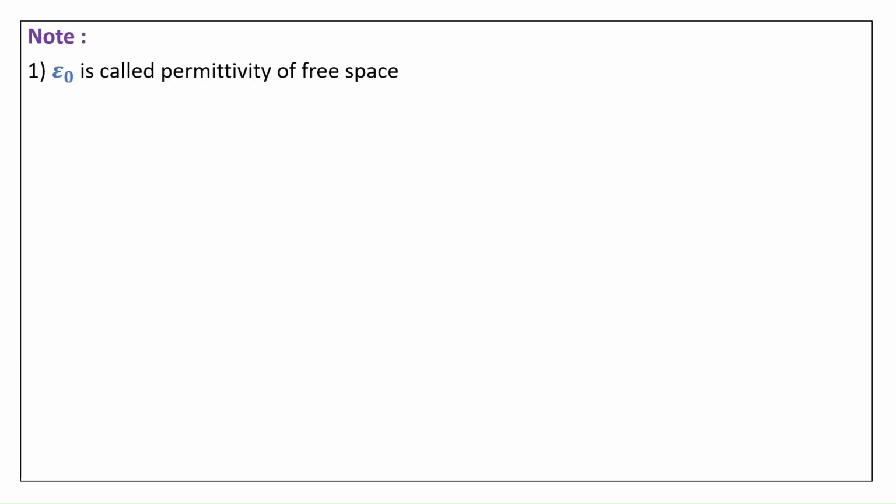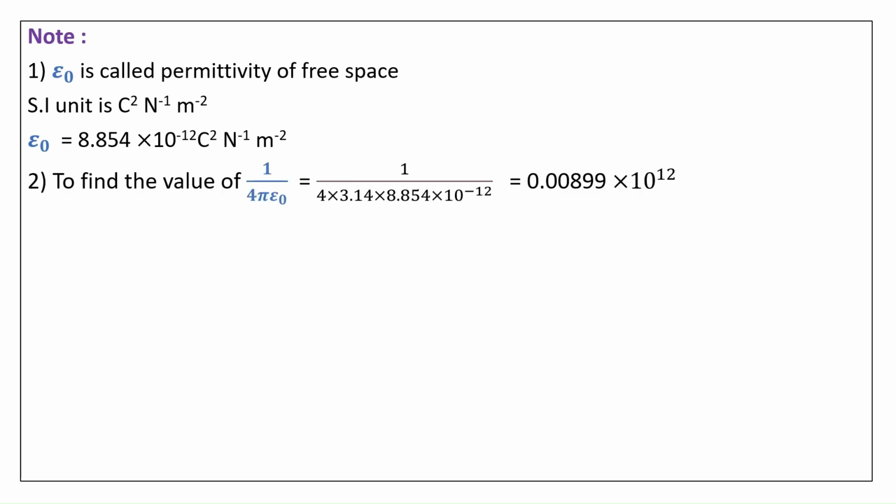Note 1. Epsilon naught is called the permittivity of free space. Its SI unit is Coulomb square per Newton per square meter. The value of epsilon naught is equal to 8.854 into 10 to the power minus 12 Coulomb square per Newton per square meter.